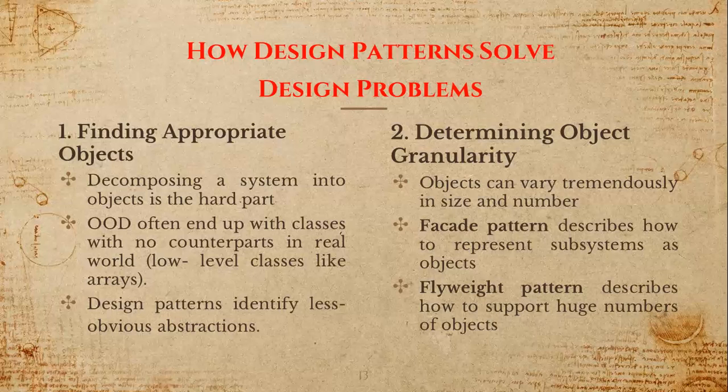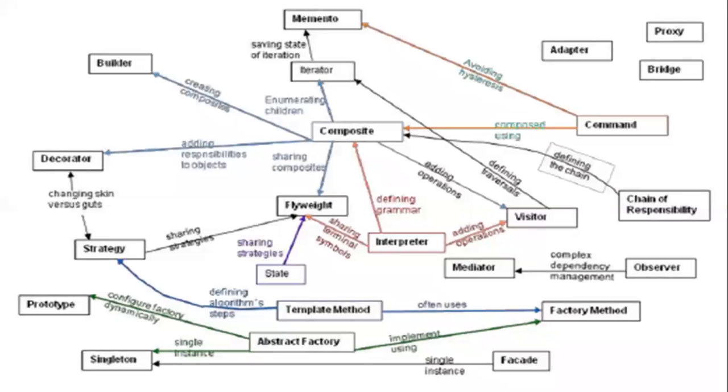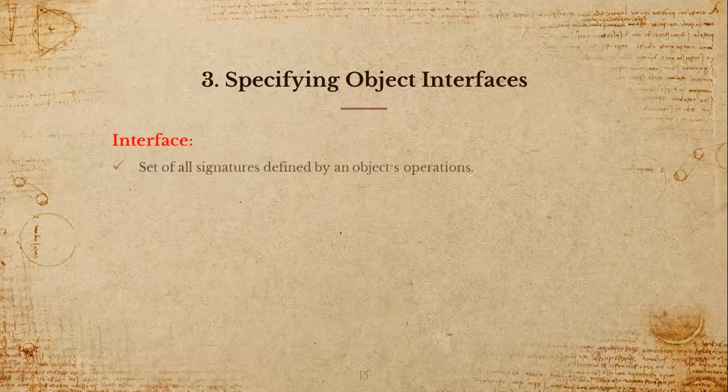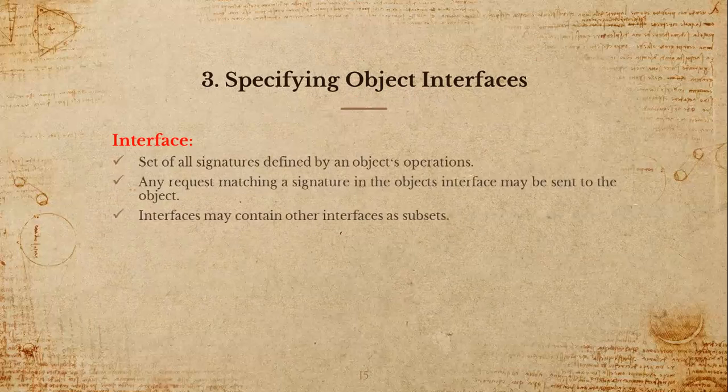Here is the other way to solve the problems, but before going into that, let us see the mapping. So this is the mapping of determining the object granularity. Now let us go to the third problem, that is specifying object interfaces. Every operation declared by an object specifies the operation's name, the objects it takes as parameters, and the operation's return value. This is known as the operation's signature.